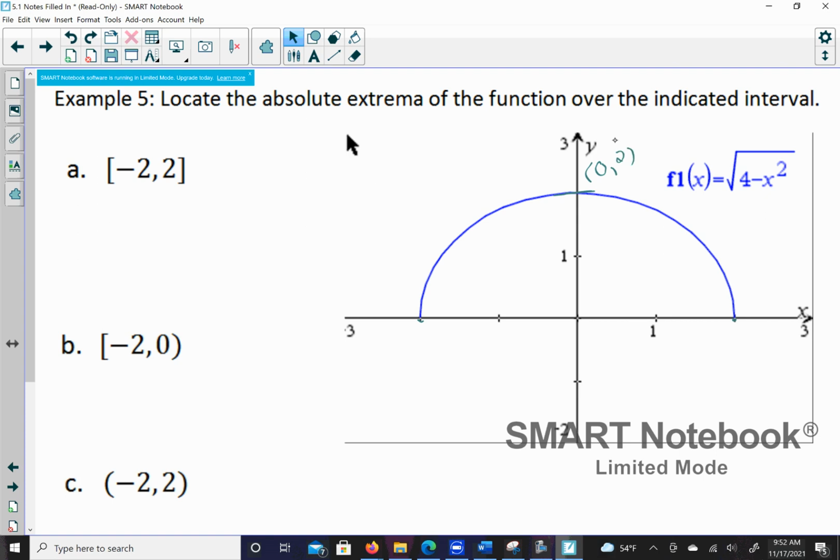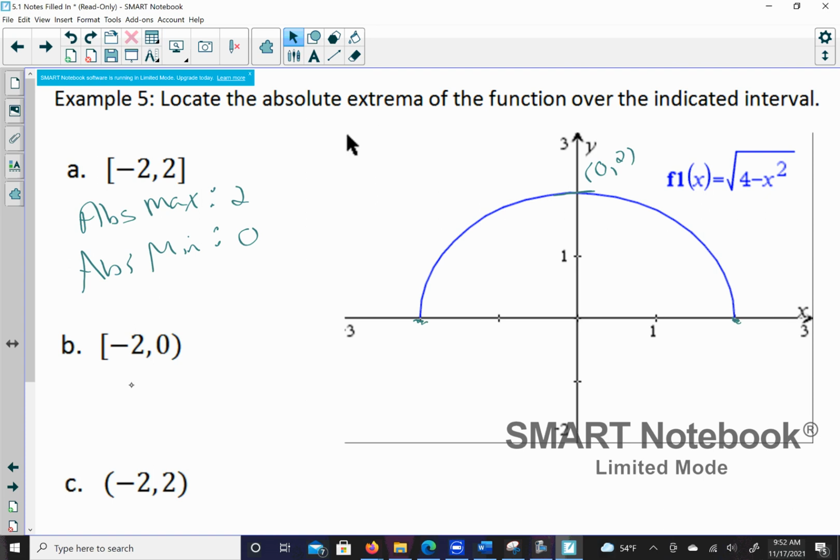So when I go to find the absolute max of this function, the absolute max is going to be that 2, the y value 2. The absolute min is going to be the 0, which is these guys. It occurs here at +2, and it occurs here at -2.